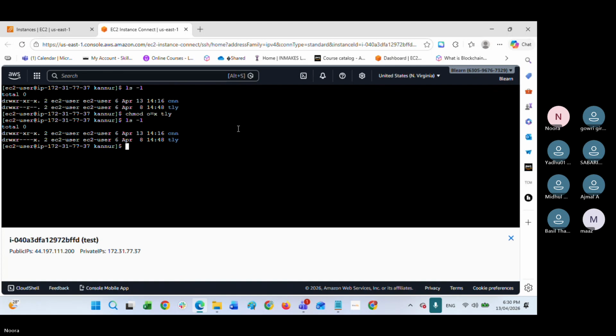Now the same thing I want to happen for TLY, but for group. How can I do that? I want the R to get replaced by X. How can I do that? G equals to R. G equals to?